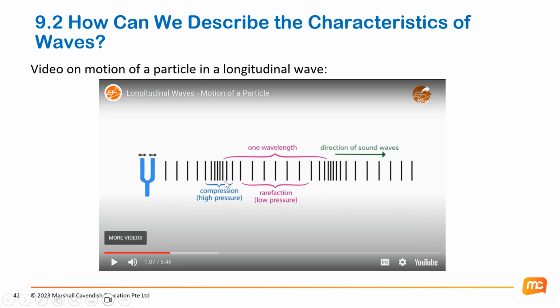So here you can see, because of the vibration of the tuning fork prongs, you get a series of compressions and rarefactions, and one wavelength is the distance between a compression to the next or a rarefaction to the next. And our particles here, just as we said earlier, are going to be vibrating in a parallel direction to the direction that the sound travels, from left to right.